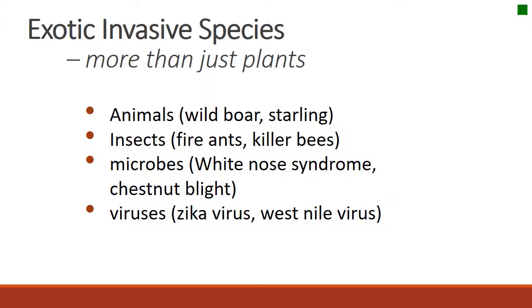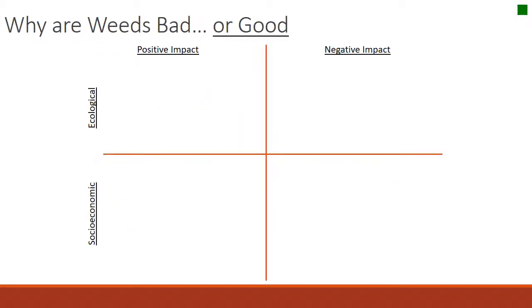There's white nose syndrome, which is a fungus that is affecting a lot of bats and killing off a lot of populations of bats in the Northeast. It's spreading west also. Chestnut blight has wiped out millions of chestnut trees in the east. And we're pretty familiar, I'm sure, with Zika virus and West Nile. But these are also invasives and they're also exotic. So although this lecture is about plants, just keep in mind that it can include other things.